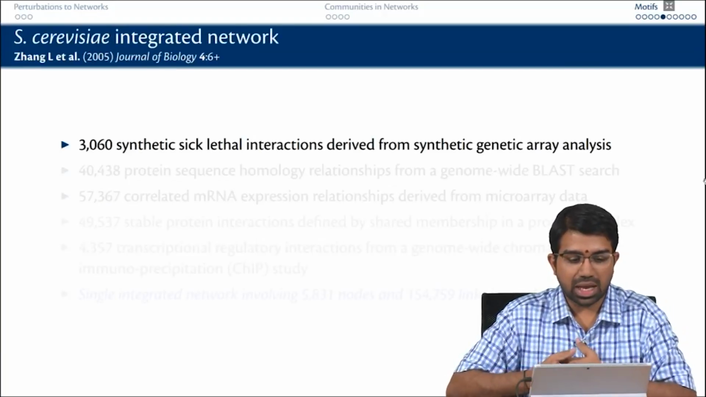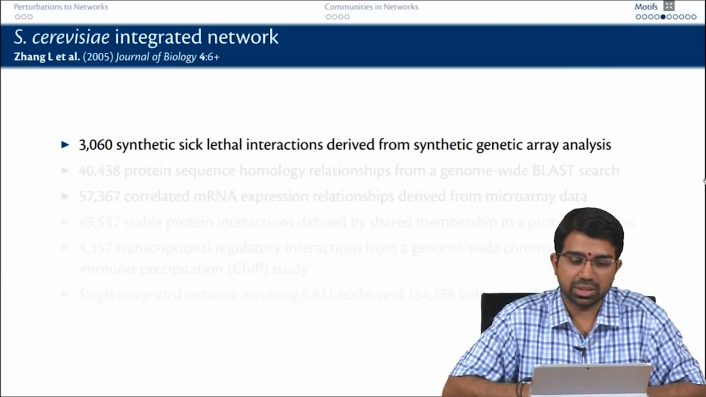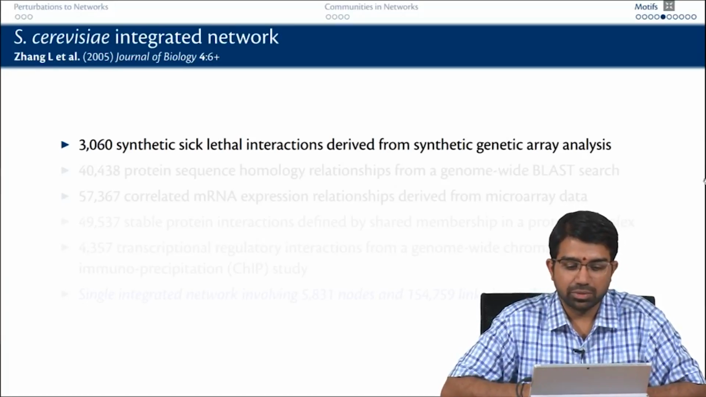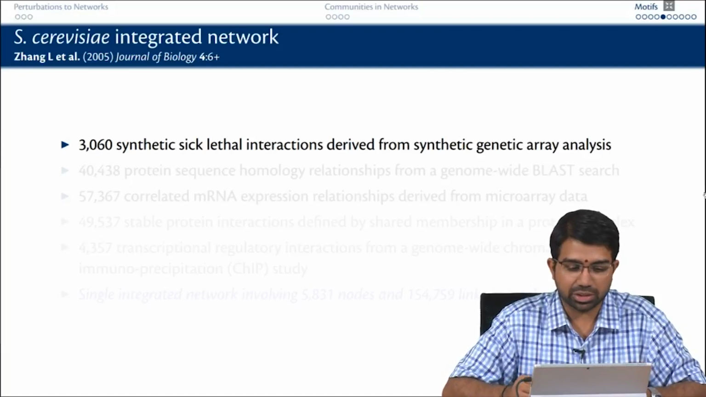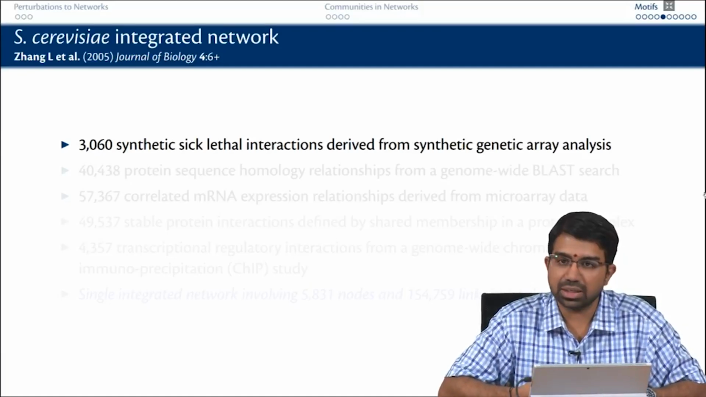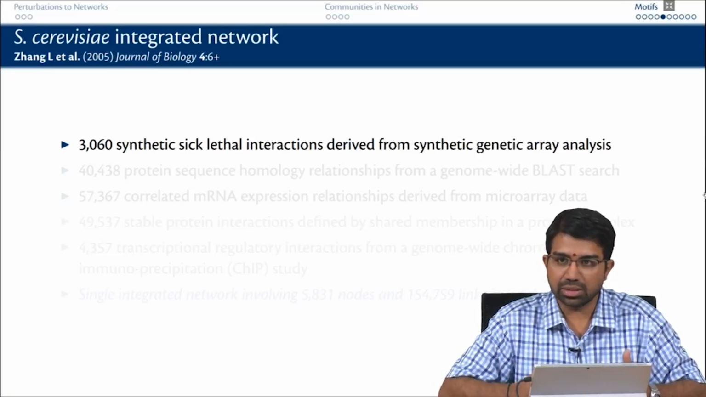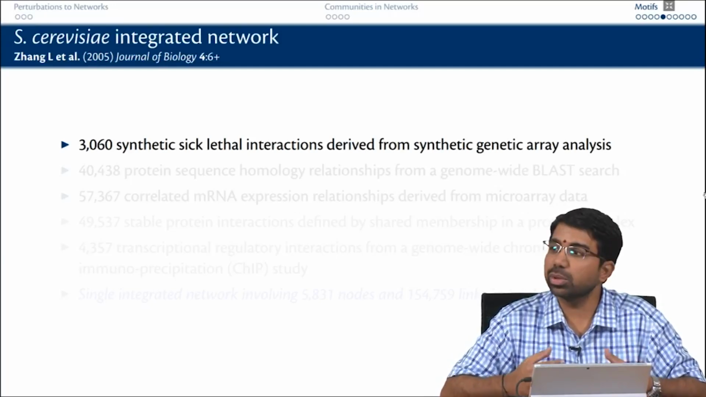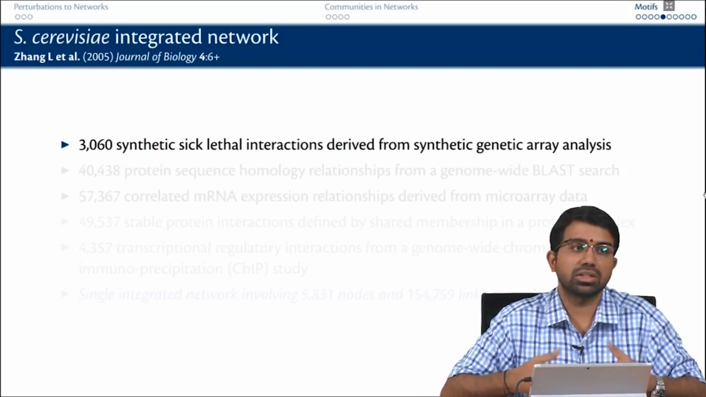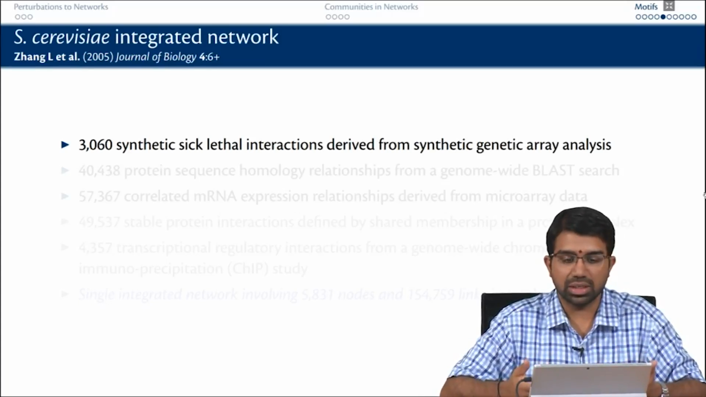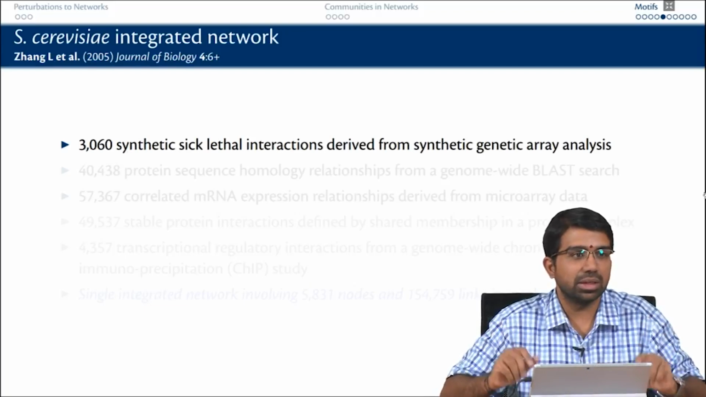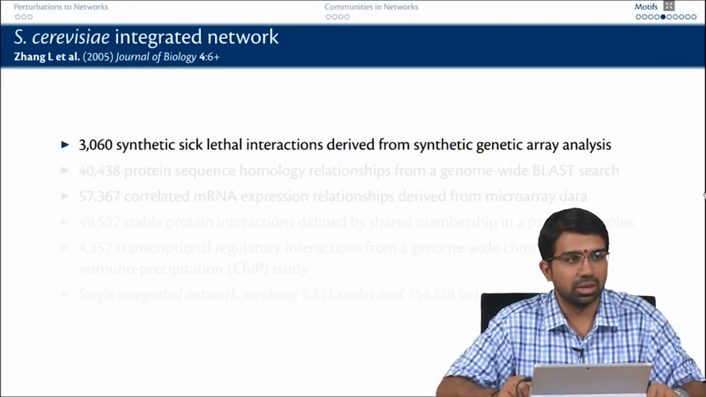Right? So Zhang and co-workers studied the yeast integrated network which contained several different interactions. So first was synthetic sick lethal interactions derived from a synthetic genetic array. So essentially this contains interactions between genes that when together deleted cause the organism to die, or at least cause it to fall sick, meaning grow slow or have some visible phenotypic damage.